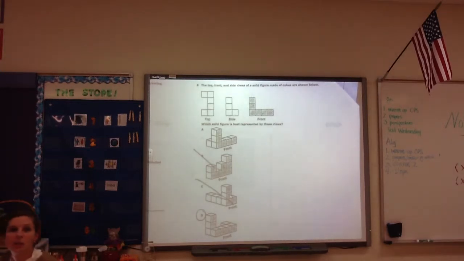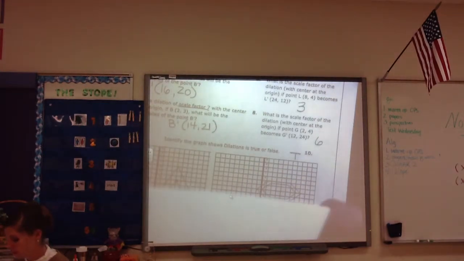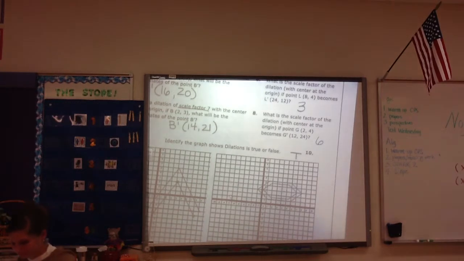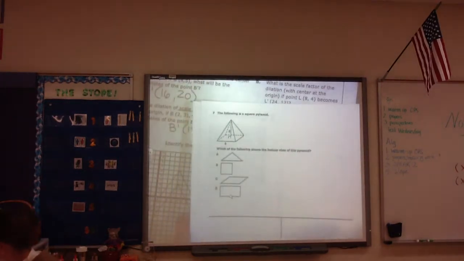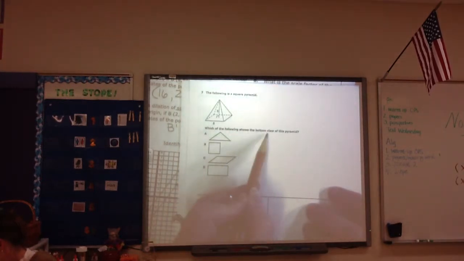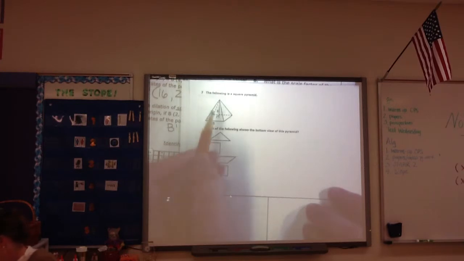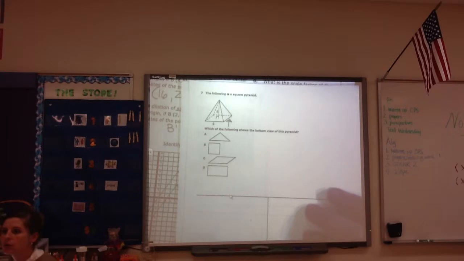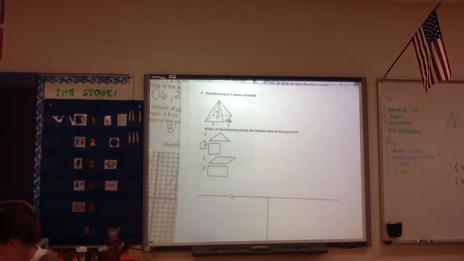Please make sure and be stopping the video anytime you need more time per student. Number 7. The following is a square pyramid. Which of the following shows the bottom view of this pyramid? That means looking from underneath. Please take a moment, select your answers, pause the video. The correct answer is B. It's a square pyramid.